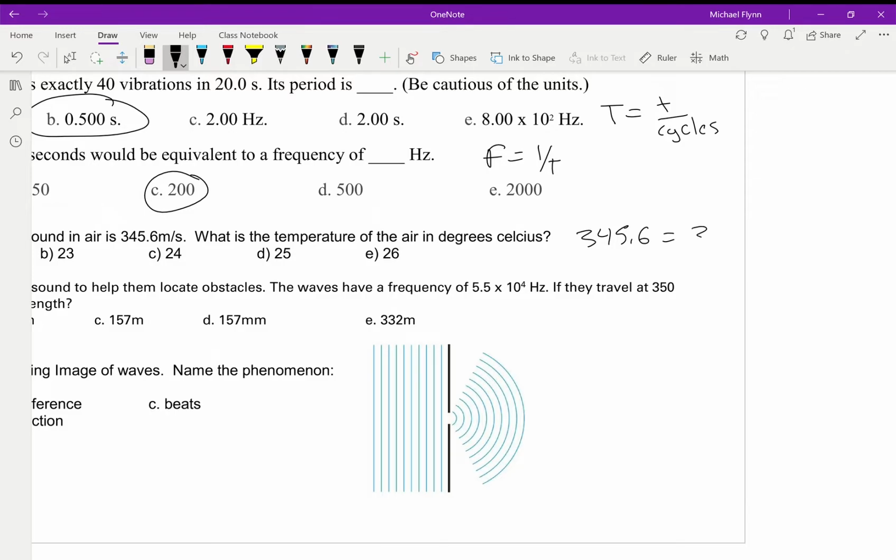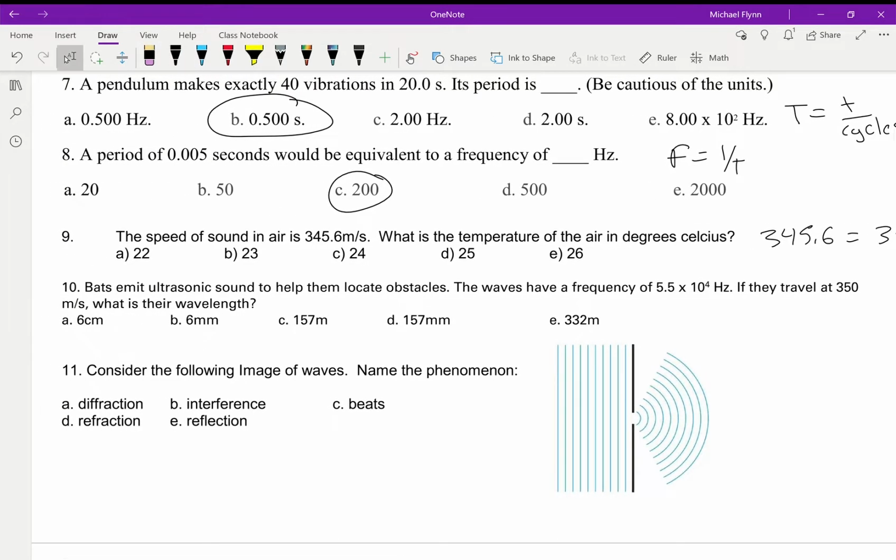345.6 equals 332 plus 0.59 T. Okay, we're going to solve it for temperature. So 340.6 minus 332, just use BEDMAS, right? And then divided by 0.59, and you get 23.05. So the closest answer would be 23. Okay.